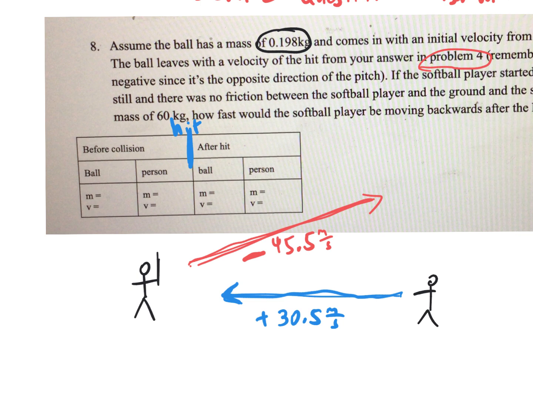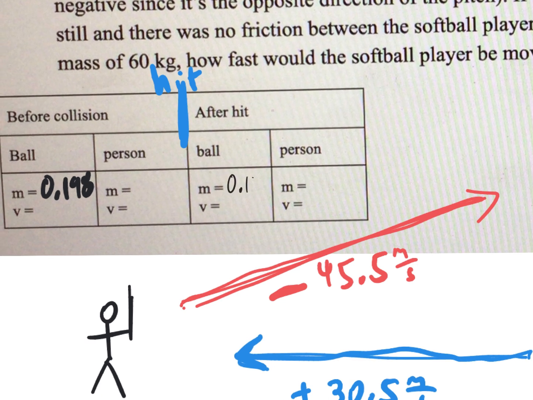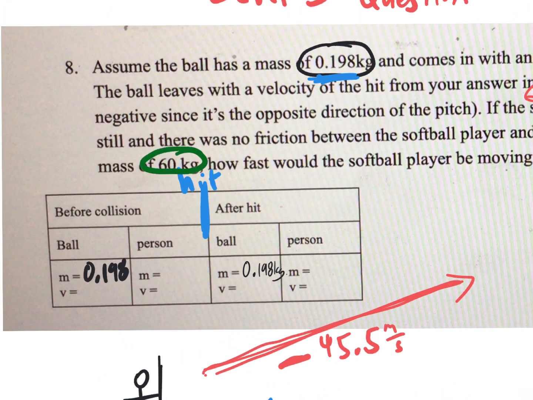Before the collision, the ball has a mass of 0.198 kilograms. And after the hit, the ball's mass hasn't changed, also 0.198 kilograms. The masses are going to stay consistent. So the mass of the person is going to be 60 kilograms before and 60 kilograms after.